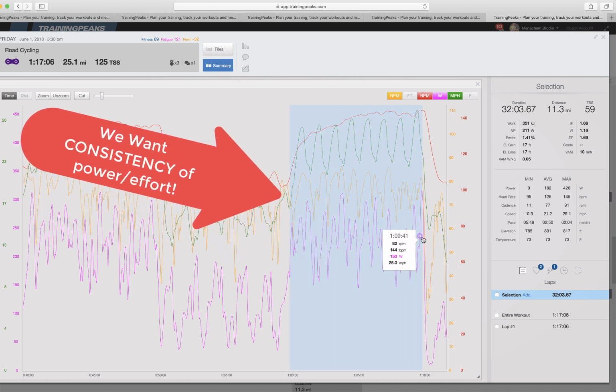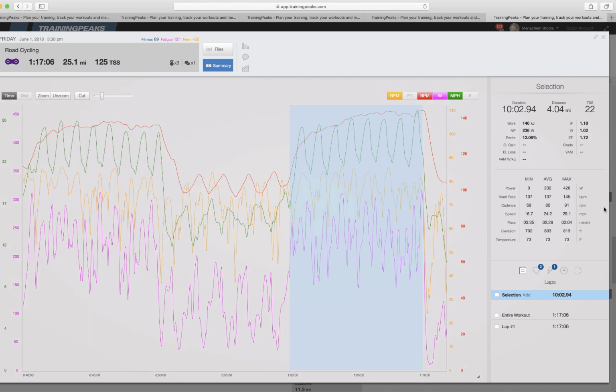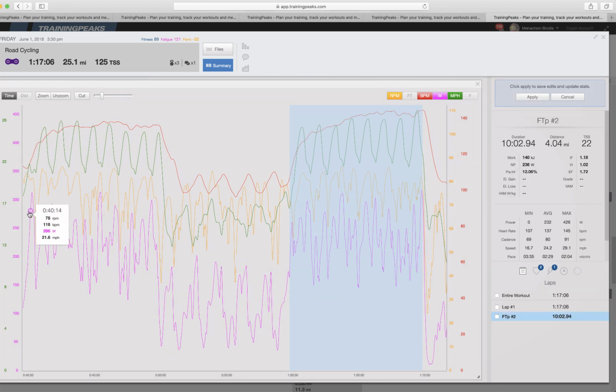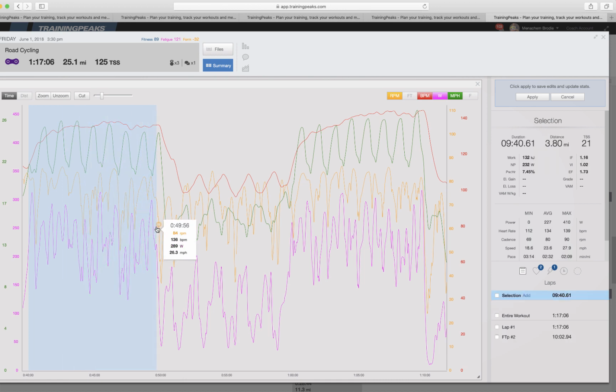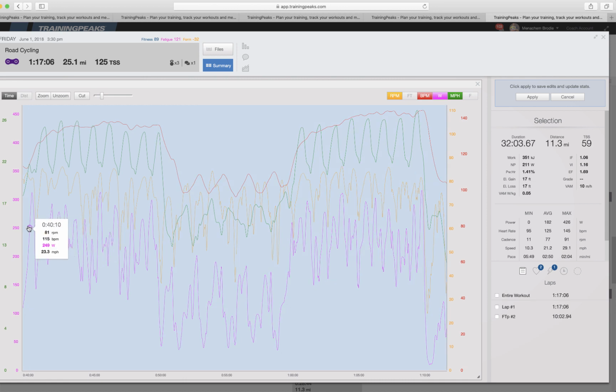So if we actually go in and trim this down, we're going to see that for 10 minutes and 2 seconds, 232. We'll call this FTP number 2. And the reason I'm doing this live with you here, well, live on the recording, is because I want you to see the process that we actually go through to understand how exactly we come to these numbers, because this is an incredibly important part.